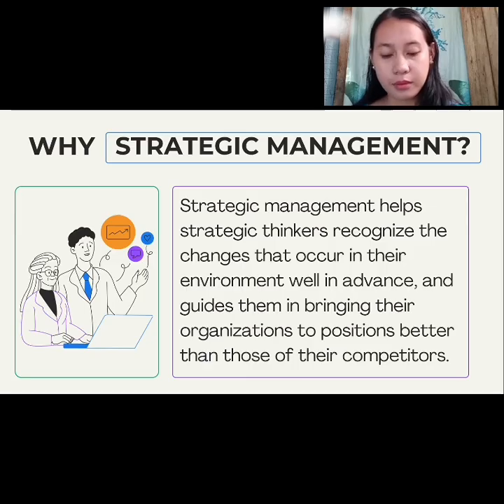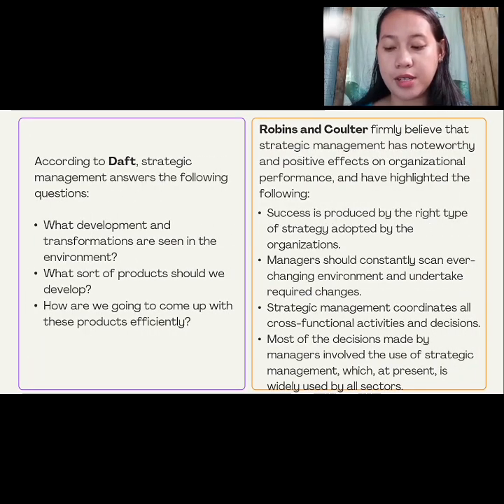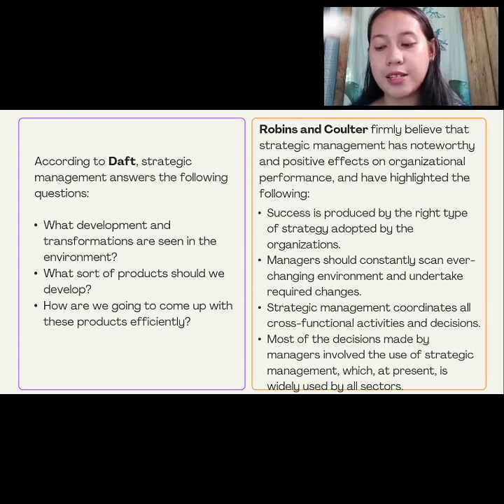According to Daft, strategic management answers the following questions. What developments and transformations are seen in the environment? What sort of products should we develop? And the last is, how are we going to come up with these products efficiently? Then, Robbins and Coulter firmly believe that strategic management has noteworthy and positive effects on organizational performance.